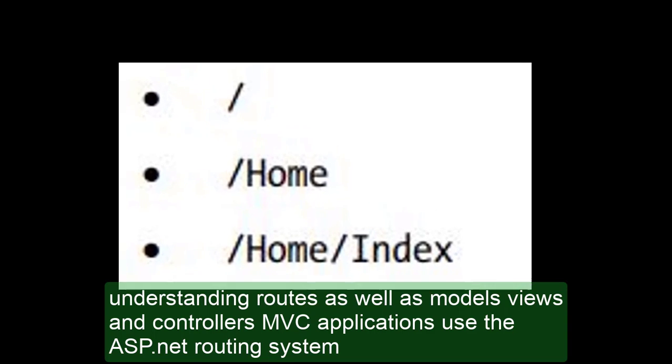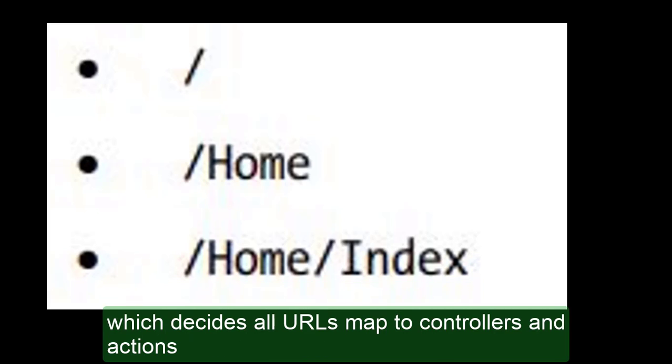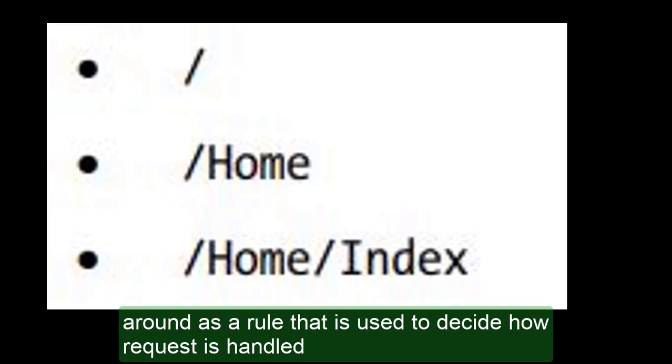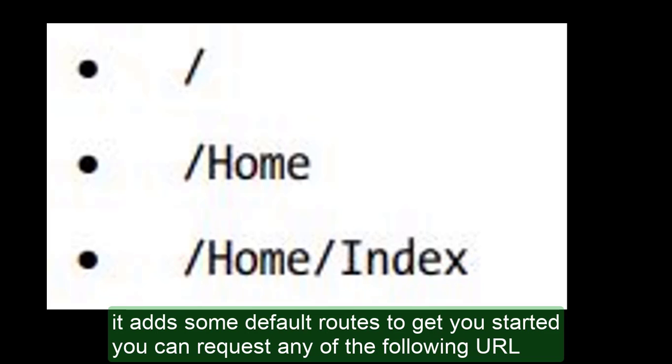Understanding routes, as well as models, views, and controllers. MVC applications use the ASP.NET routing system, which decides how URLs map to controllers and actions. A route is a rule that is used to decide how a request is handled. When Visual Studio creates the MVC project, it adds some default routes to get you started.